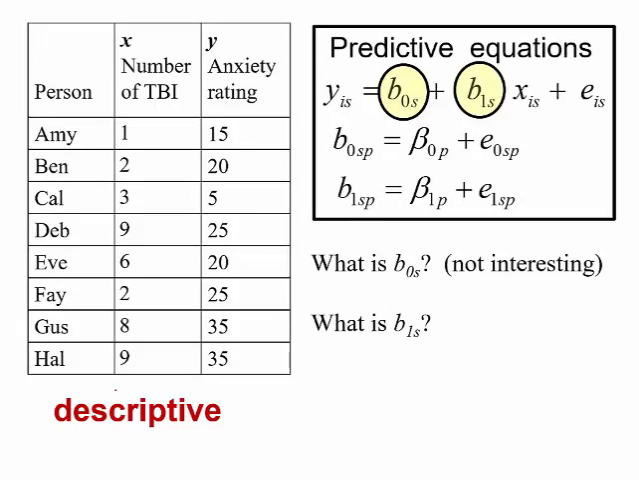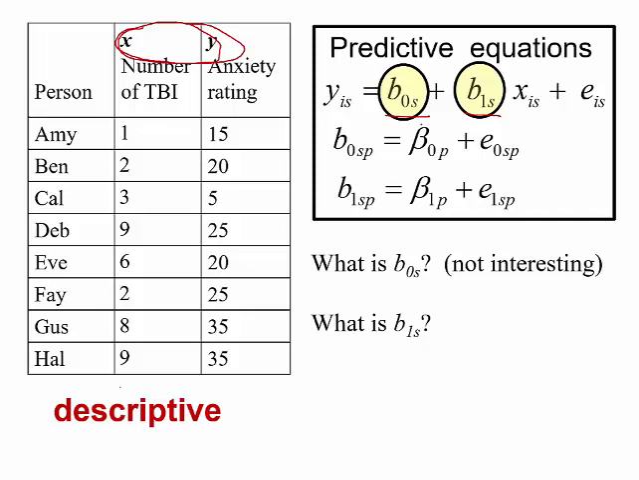So the descriptive question we can answer with our parameter estimates. We have our intercept and our slope, and those two parameter estimates can be used to address the descriptive question of what's the relationship between X and Y. How strong of a relationship is there?